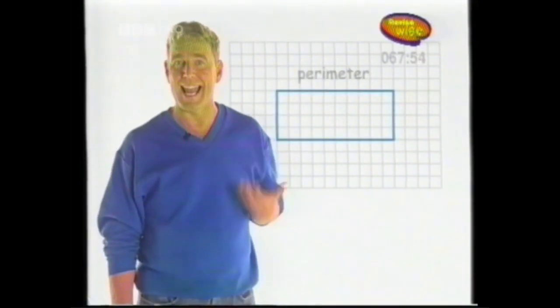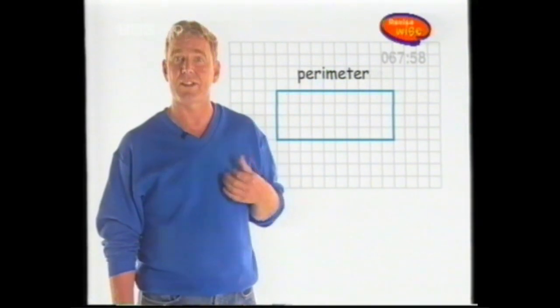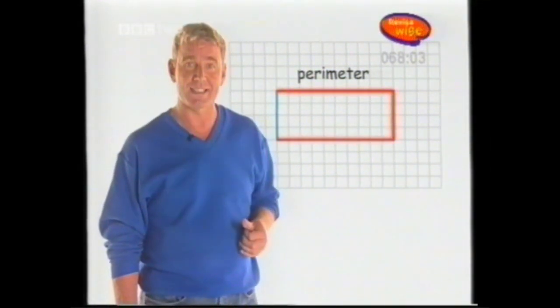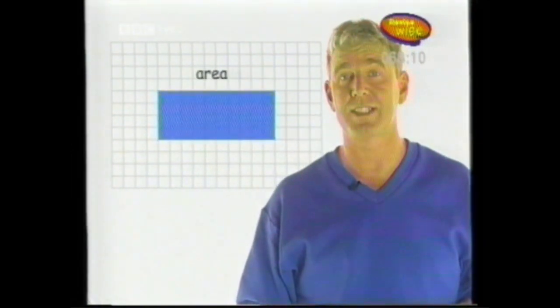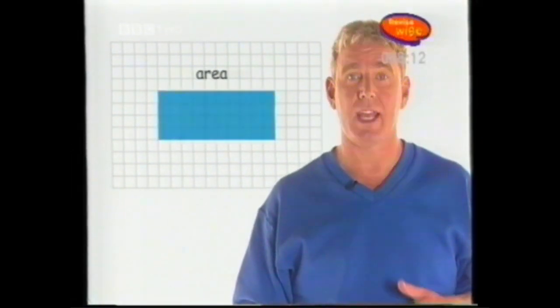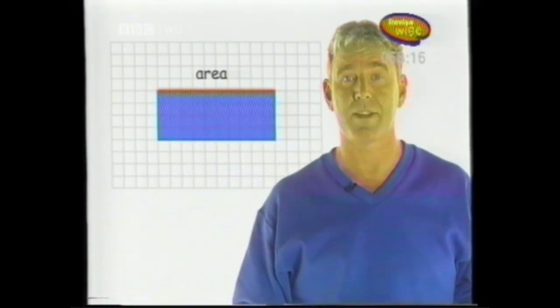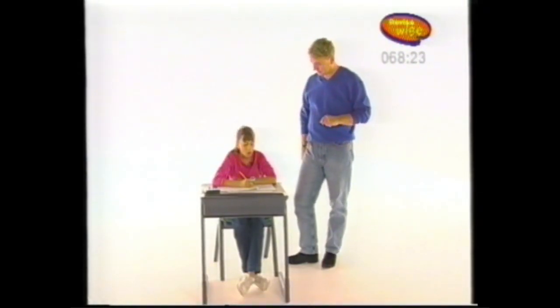The perimeter is the distance all the way round the outside edge of a shape. The perimeter of this rectangle is the length of this side plus the length of this side, and this side. Area is the amount of surface a flat shape covers. The area of this rectangle is the length of this side multiplied by the length of this side. Now, does that help you with the question?